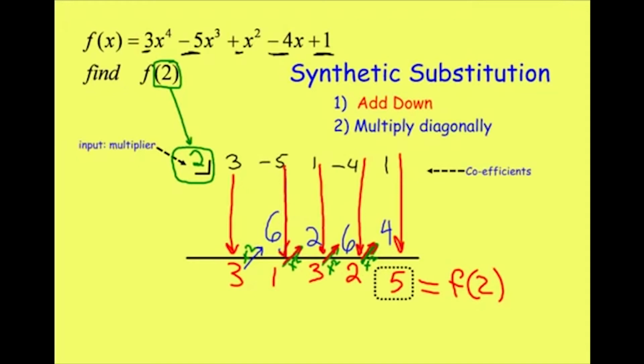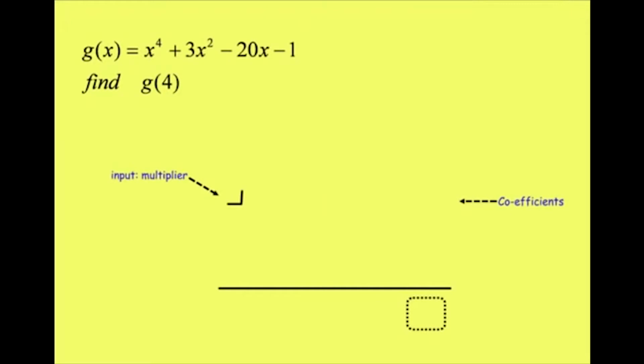The process again is add down and multiply diagonally. The value that we're wanting to plug in goes in the box in the top left. That's our multiplying number. It's the value that we would have plugged in. And then you'll notice also that we had our coefficients spread across that top row. We're going to take a look at another example.